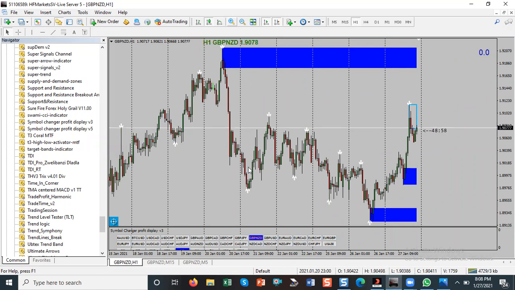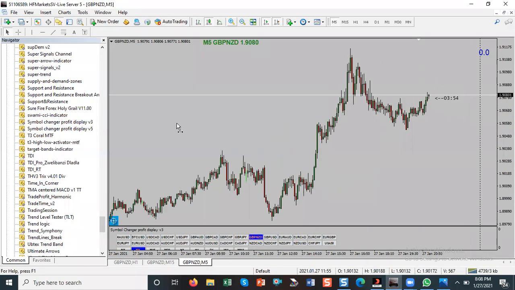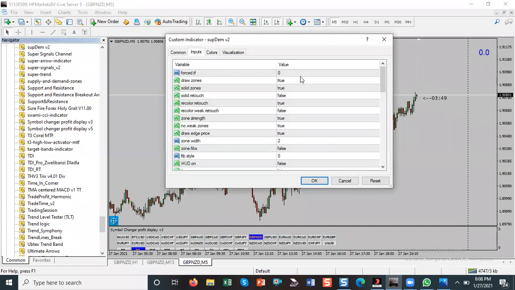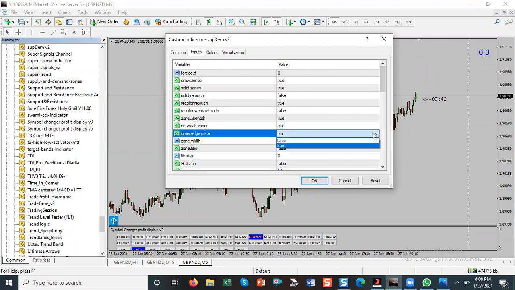Then for the 5 minutes time frame, come to the 5 minutes time frame, you are also going to add the supply and demand zone indicator. The setting is the same. The only thing you are going to change here is we want to remove the draw edge price, change it to false.